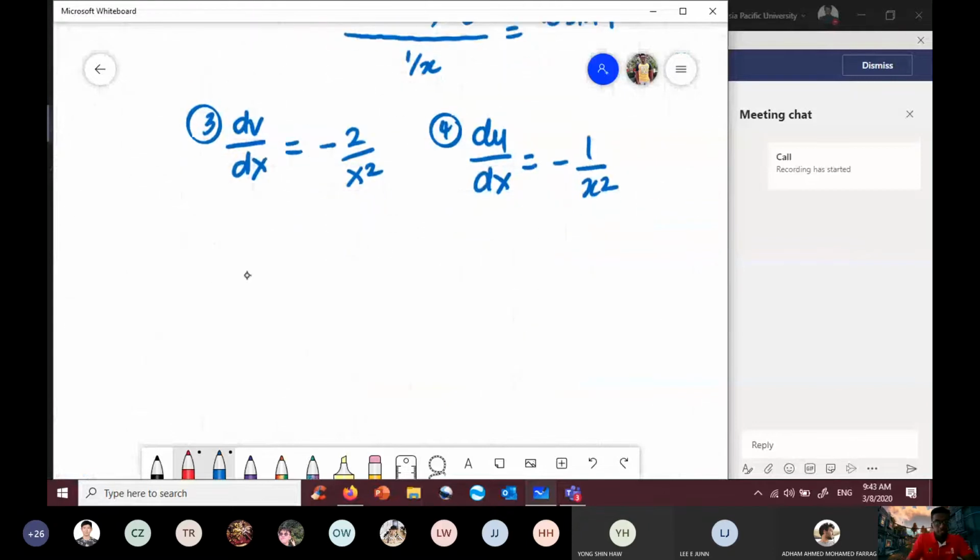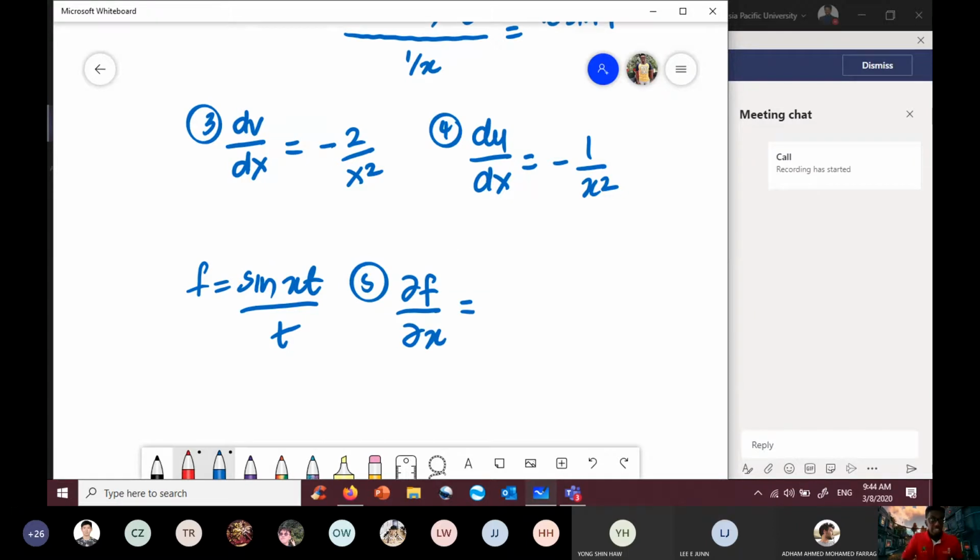That is my f. So my f is sine xt over t. What I'm going to do is find the partial derivative of f with respect to x. Remember, I'm differentiating with respect to x, not t. Now, for the 1 over t, the t here is just a constant.